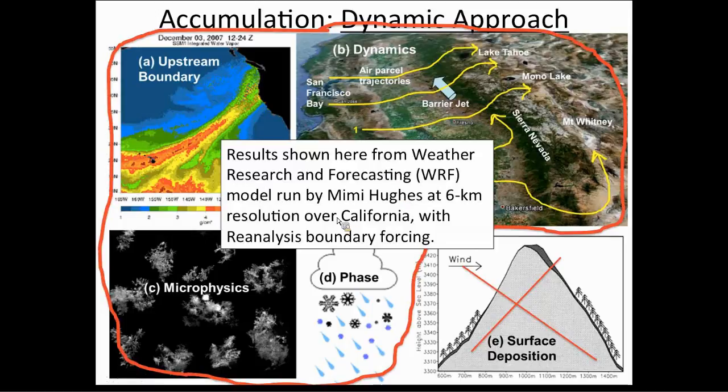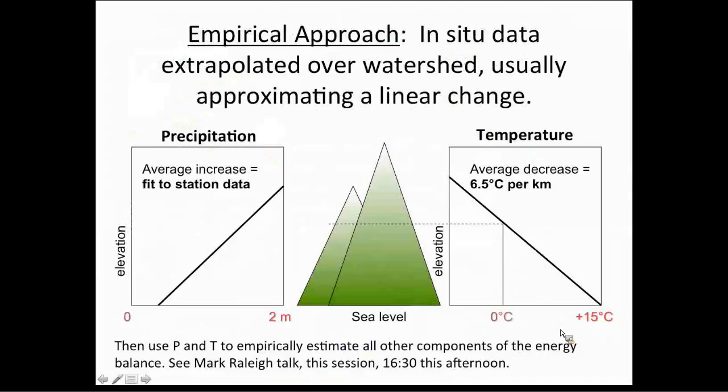In some places like California and other warmer climates, you really need to also consider the phase of the precipitation. Where is it falling as rain? Where is it falling as snow? And finally, as you get very close to the surface, you need to consider complex terrain and dynamical wind effects of where that snow is deposited.